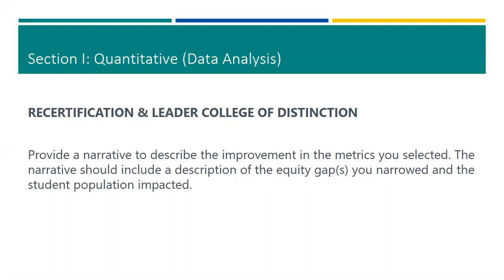For both recertification and Leader College of Distinction applications, institutions must describe the improvement in their metrics selected. The narrative should include a description of the equity gap the college narrowed, and the student population affected. Colleges should describe the nature, scale, and timing of the large-scale student success reforms and best practices they have implemented to improve outcomes.